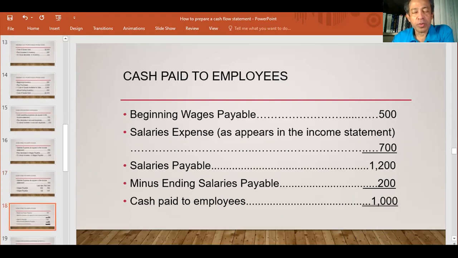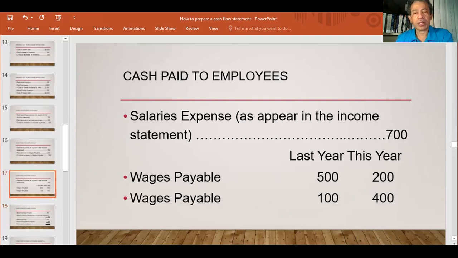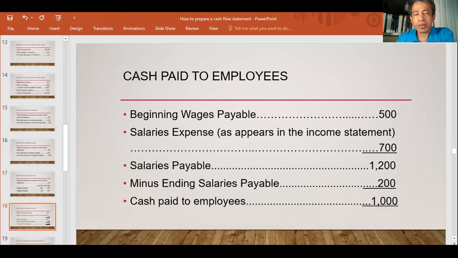So here you go. I also showed it using the ledger way. So the beginning wages payable, for example, $500. So let's go back. The first scenario, last year wages payable was $500, this year is $200. So that means beginning wages payable was $500, then salaries accrued was $700. So 7 plus 5 is $1,200, minus ending wages payable of only 2. That means cash paid was $1,000.